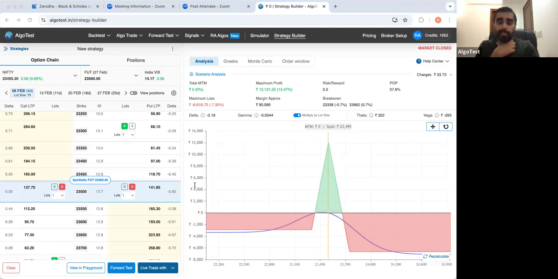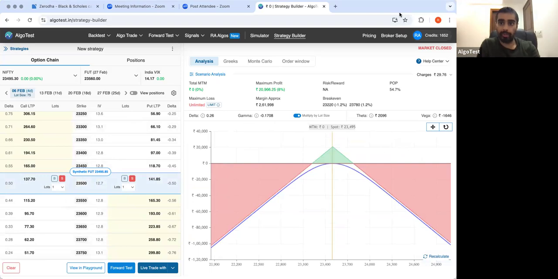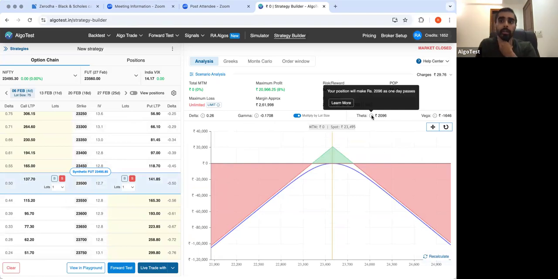Theta tells me how the option price will change as time passes. What we show as theta on algo test is, so let's remove this, so this will show me a broader effect of theta. So we actually show theta in terms of rupees. If I hover over this, it says your position will make 2096 rupees as 1 day passes. It's somewhat incomplete, this tooltip, because it will make 2096 rupees as 1 day passes if nothing else changes, right? If everything else stays the same, I'm going to collect 2096 rupees.